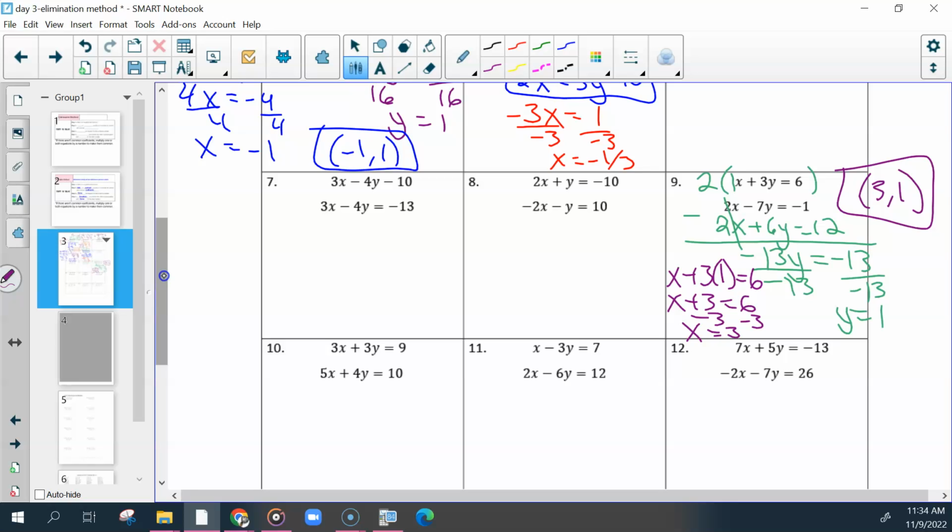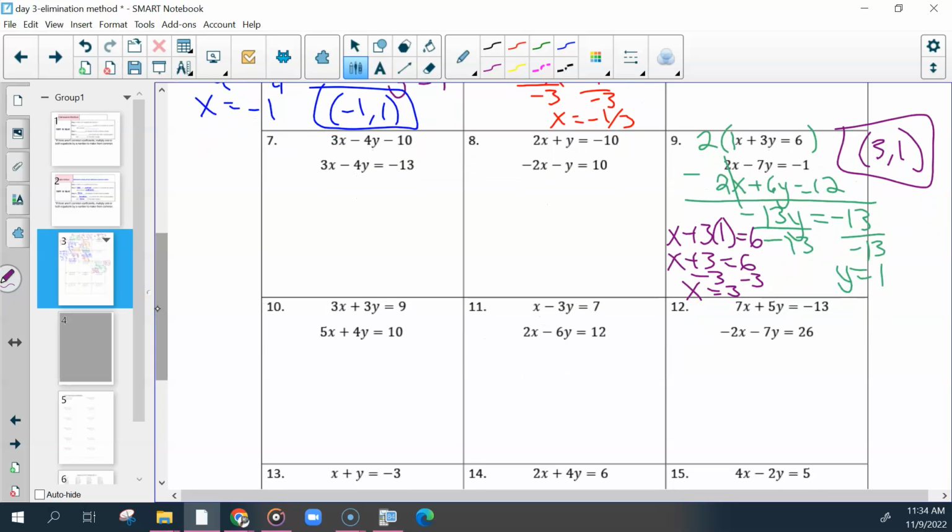Yes? Can you also add it when you have to multiply it? You mean at the beginning? Mm-hmm. You have to multiply first because they're not the same. We can't just add or subtract first because they're not the same. If they were, though, then yes, you could add or subtract. You understand why? Yeah. Okay.